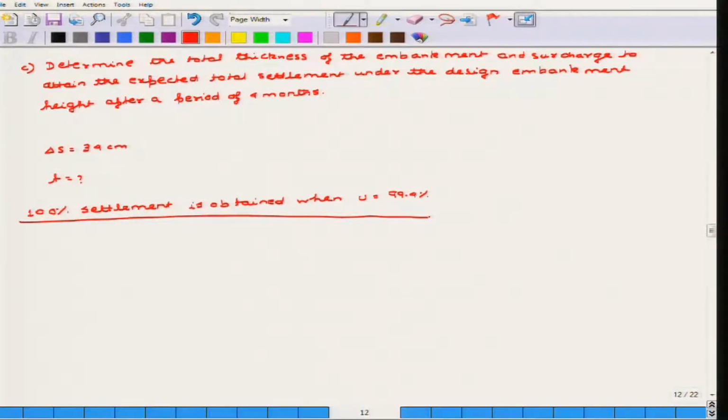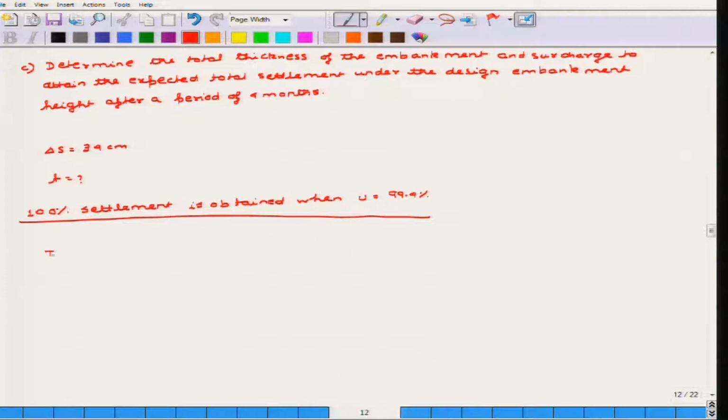This is a very important part. If anybody asks you what is the time taken for the settlement, it is not 100%, but actually U is equal to 99.4%. Theoretically it is infinite, but practically it is considered that when U, the degree of consolidation, is 99.4%, then 100% settlement is obtained.